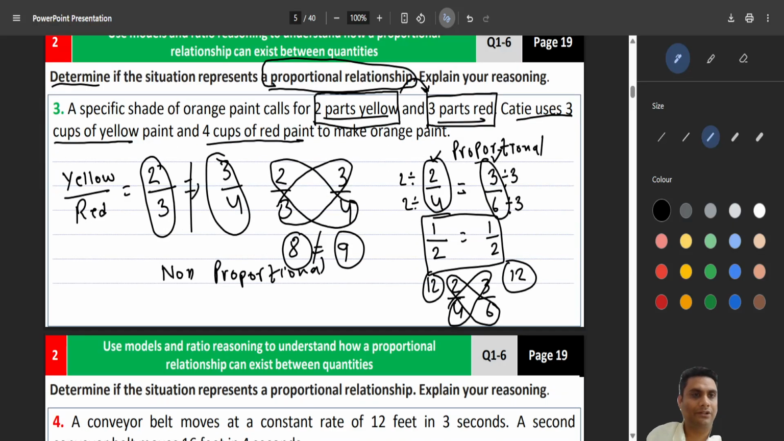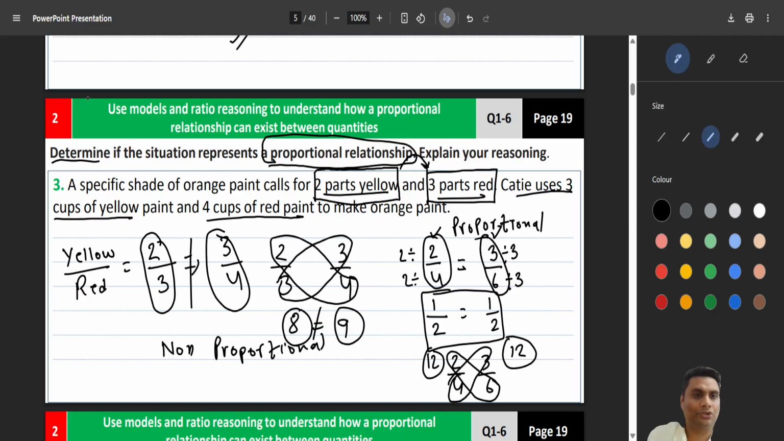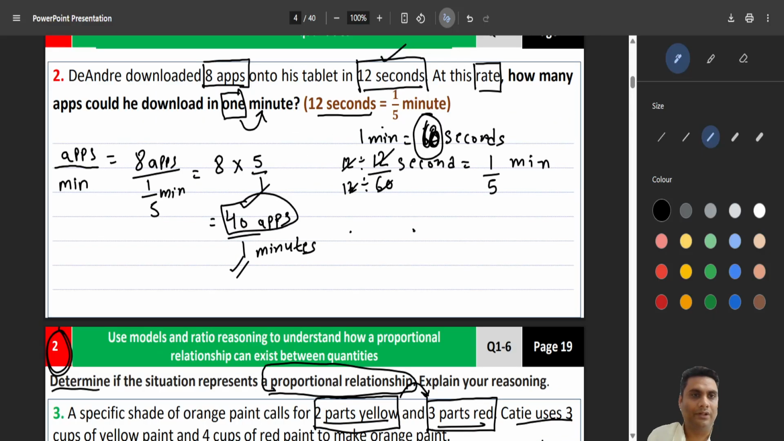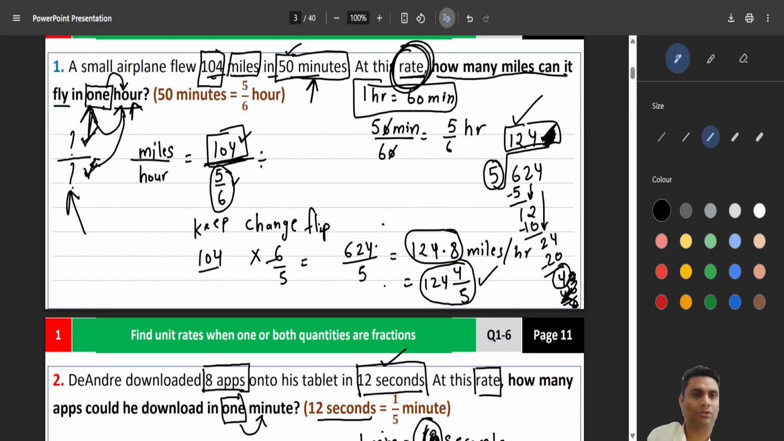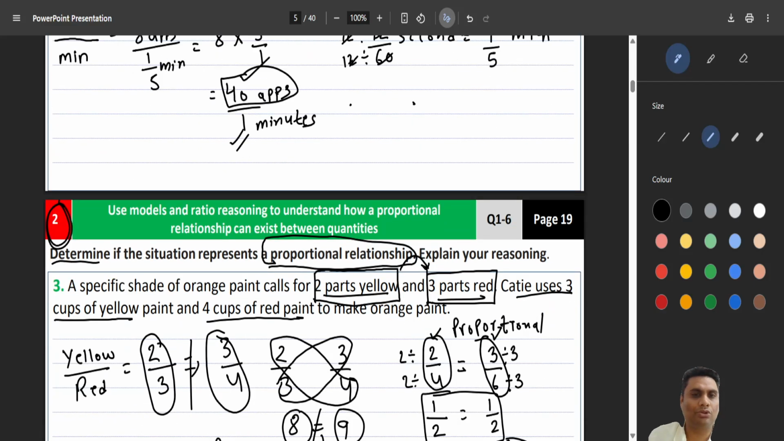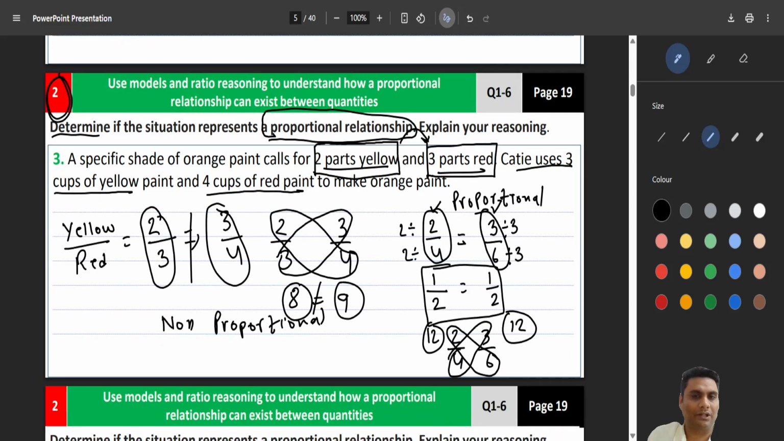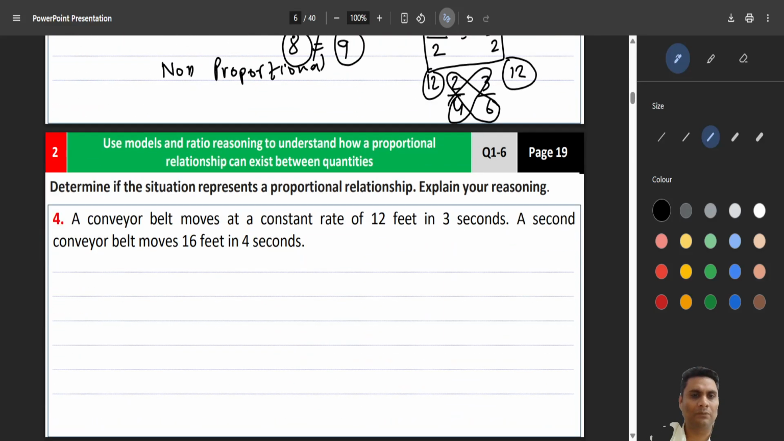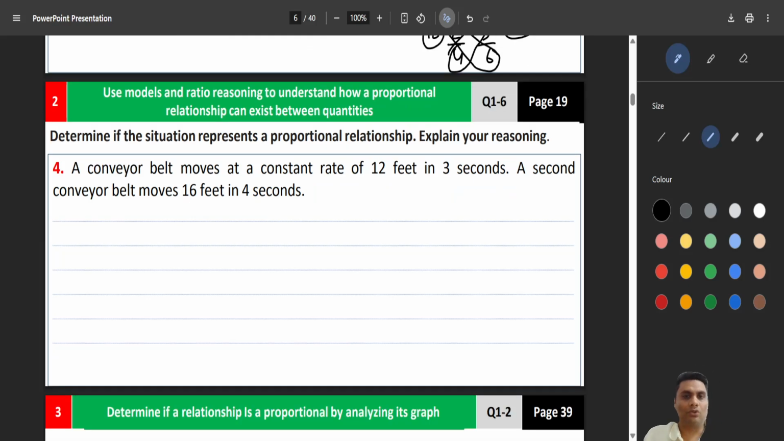Now just remember, we have started question number 2 here. Question number 1 is already over. Question number 1 was based on the unit rate, and the second question is based on proportional relationship. So now we are doing questions on proportional relationship. Two ratios are given here, and we have to check whether they are proportional or not.